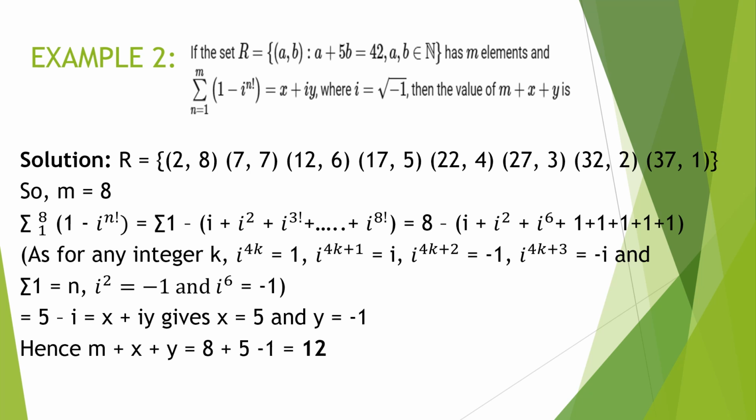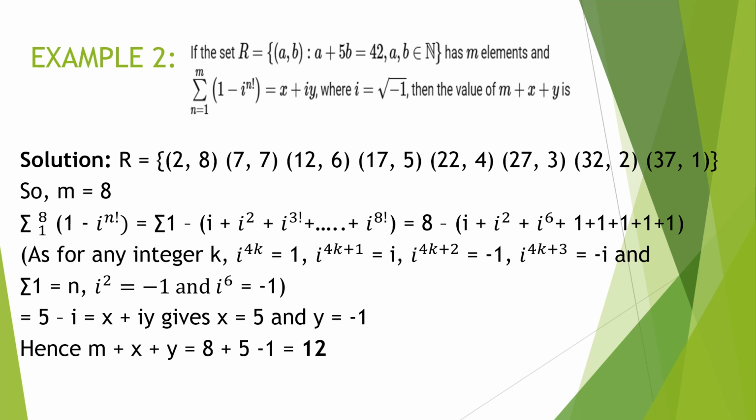So suppose we start with A is equal to 1. Then 5B is 41, B is 41 by 5. But that does not belong to the natural numbers, so it will not be included. Then we take A is equal to 2. So 5B is 40, so B is 8. So this is one of the ordered pairs. In this way, we go up till the value 37. If A is 37, then B will be equal to 1. But after that, we will get B negative, so again not a natural number. So these are the only possible ordered pairs in the set R.